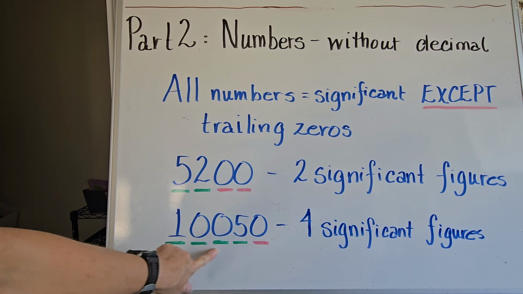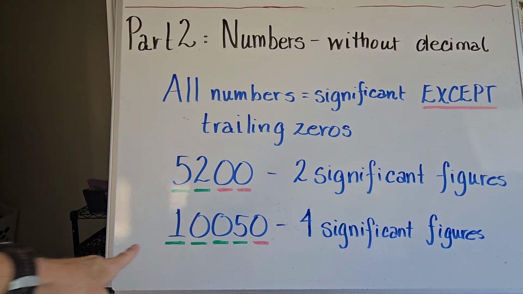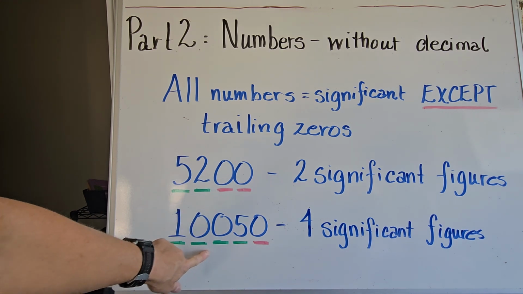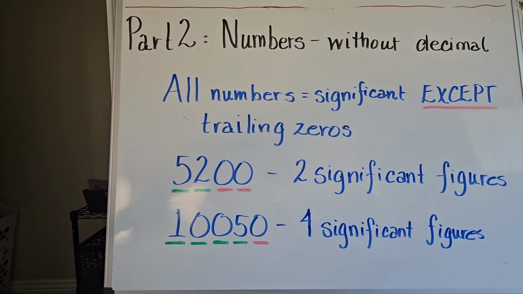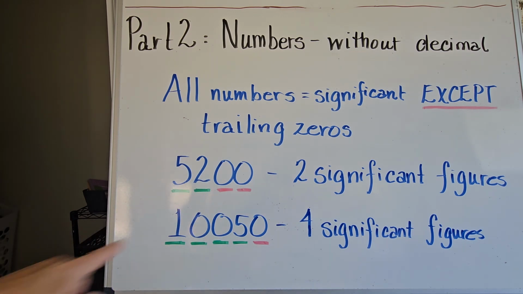These zeros right here are significant, and we're going to address that later. I call them captured zeros, zeros that come between two non-zero numbers. Notice my 1, my 0, and my 5 all have the yellow, green underlines underneath them. They're significant. My last 0 is not significant. That's the trailing 0. We have 4 significant figures.